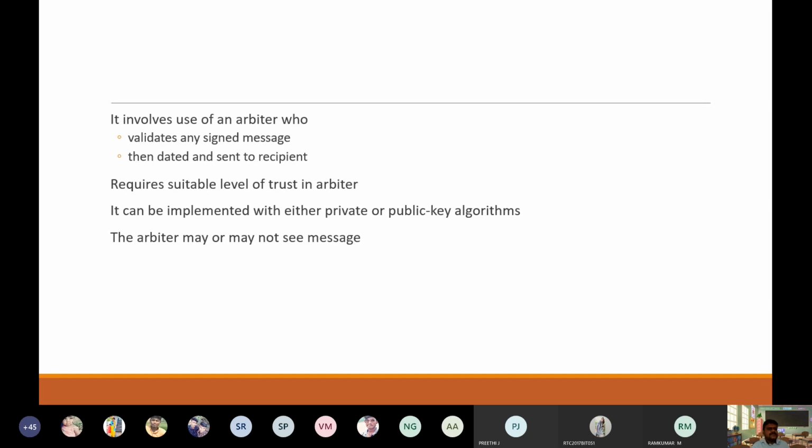The third important point is that the arbiter may or may not see the message. The main function of the arbiter is to verify the message, to validate it, not to read the message. Clear? So this is the major difference. The arbiter is only there to validate your authentication and your presence, but not your message. That is not a mandatory thing. The arbiter may or may not see the message.